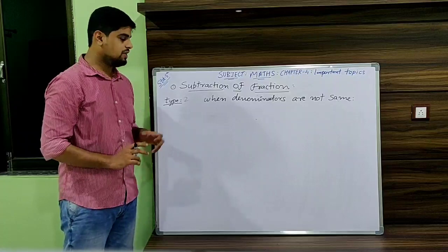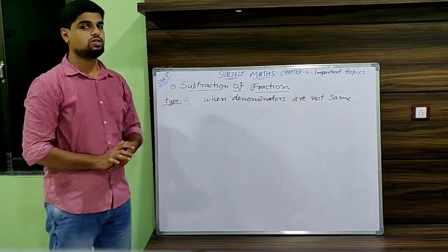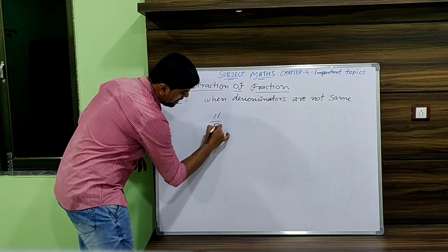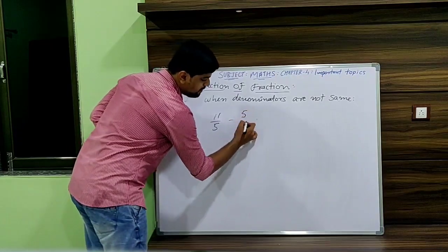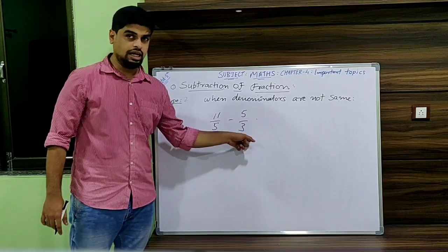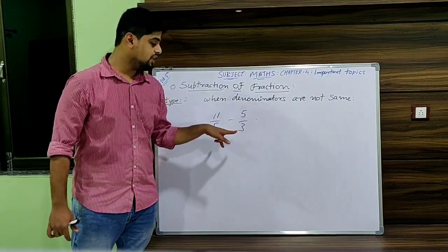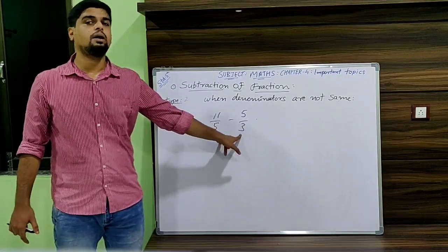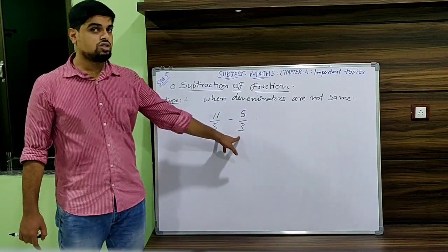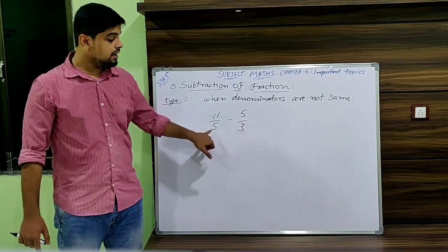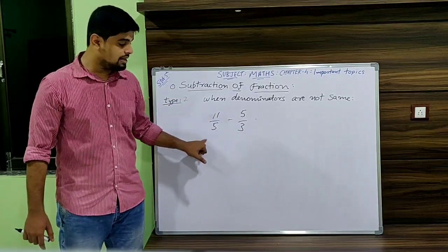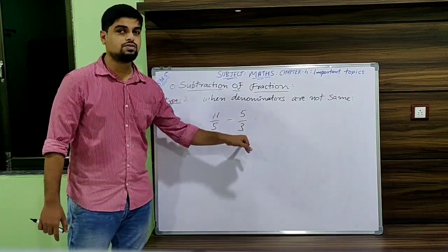Okay? Now let's start with type 2, when denominators of the fractions are not the same. Let's take an example so we can understand it properly. Let's say 11 upon 5 minus 5 upon 3. As you can see here, both the denominators are different. As we have already done in addition, when the denominators are different, we have to look for a common number in both the tables of the denominators. So in the table of 5 and in the table of 3, which is the common number? 15. 15 comes in table 5 as 5 3s, and in table 3 as 3 5s. So we have to multiply the first fraction by 3 and the second fraction by 5.